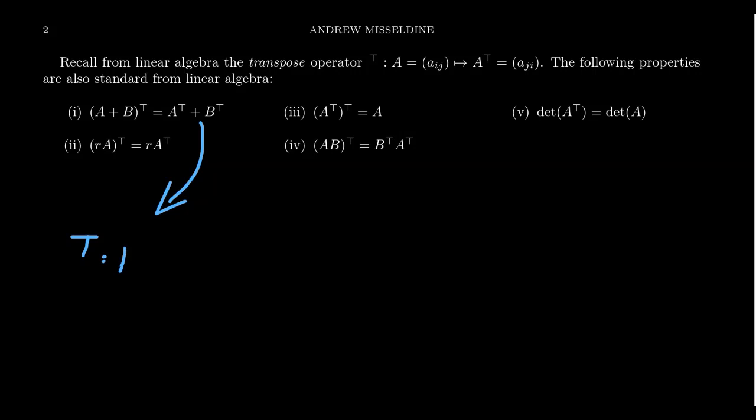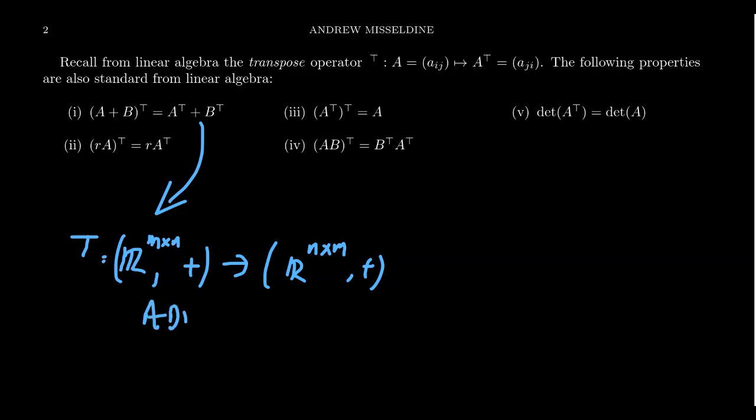If you take the group R^(m×n) with respect to matrix addition, this is an abelian group. The transpose will convert this to the matrix group, I should say the vector space, R^(n×m) with respect to addition. What this says is that because (A + B) transpose is equal to A transpose plus B transpose, this tells us that this is an additive homomorphism. So it's a homomorphism with respect to matrix addition.